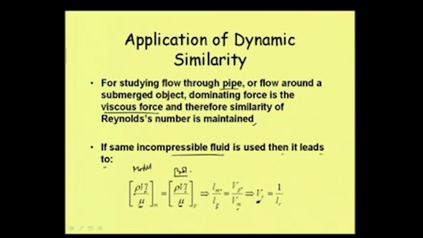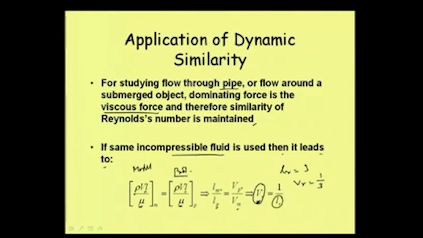Value-wise, V r is equal to 1 by L r. Numerically the value will not be the same; we can say that it is the reciprocal of the other. Say if the length ratio L r is 3, then V r will have to be equal to 1 by 3. That way we are getting a relationship between velocity ratio and length ratio.